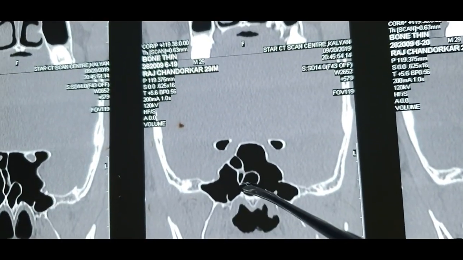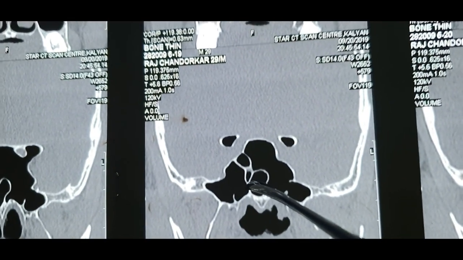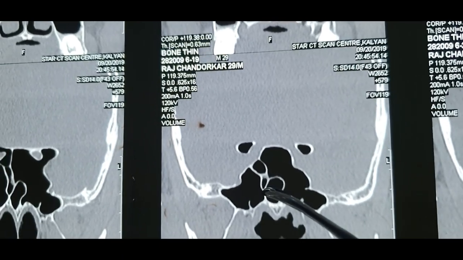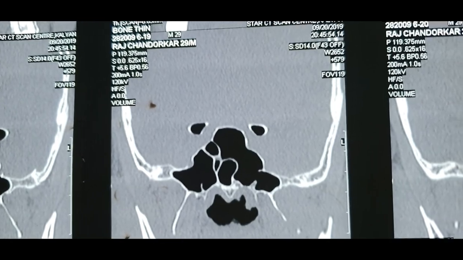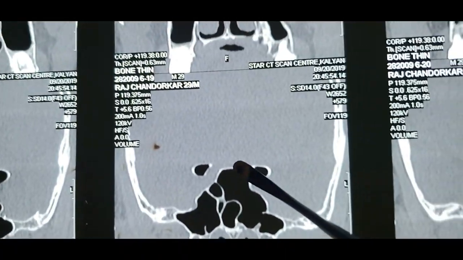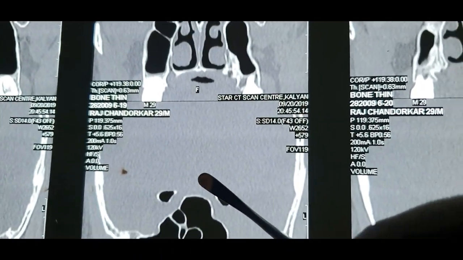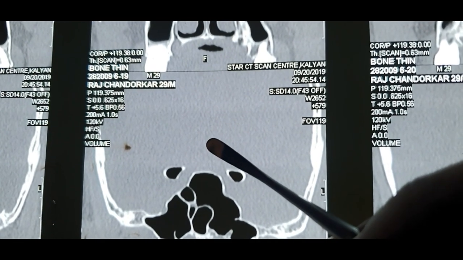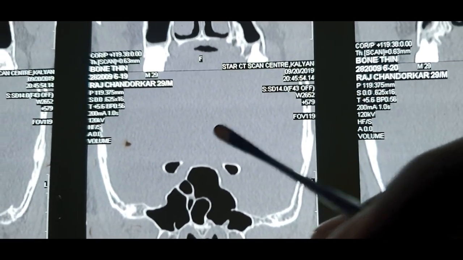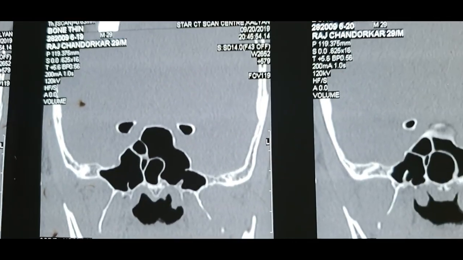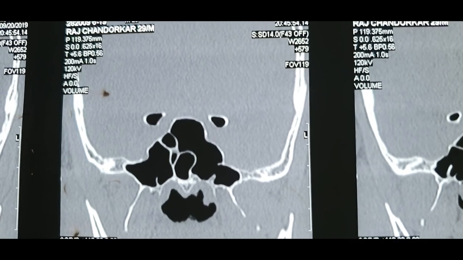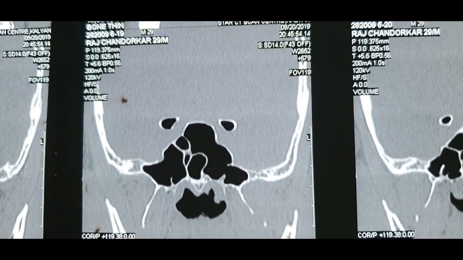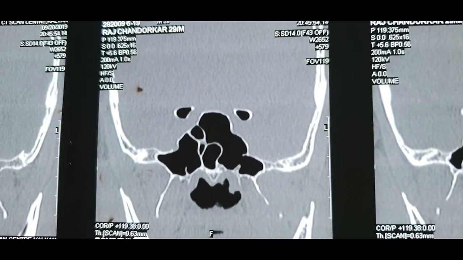So, what is the cavernous sinus? What is the superior orbital fissure? The superior orbital fissure is nothing but the anterior continuation of the cavernous sinus. Now, if you ever read about the anatomy of the sixth cranial nerve, the abducens nerve, it passes through the Dorello's canal, then enters the cavernous sinus and then into the orbit through the superior orbital fissure.